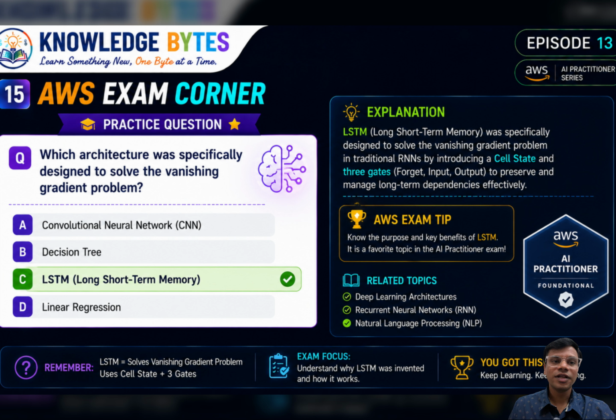As we know, the vanishing gradient problem was in the RNN. So the LSTM was introduced to overcome that vanishing gradient problem. That is what we learned. LSTM introduced the cell state and three gates to preserve important information across long sequences while reducing the impact of the vanishing gradient problem. So LSTM is the answer.